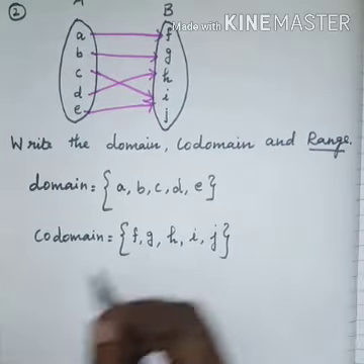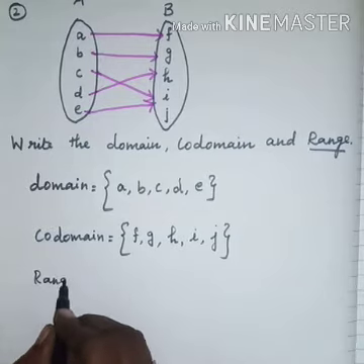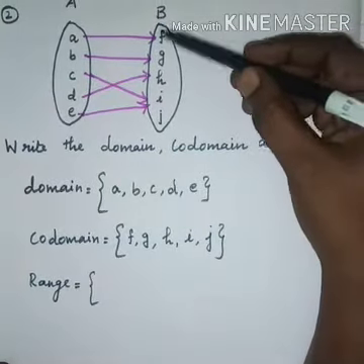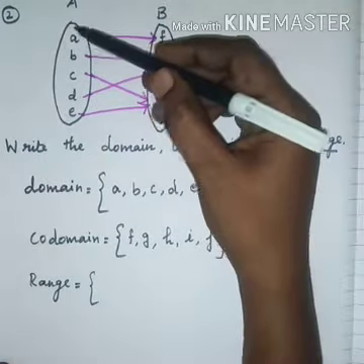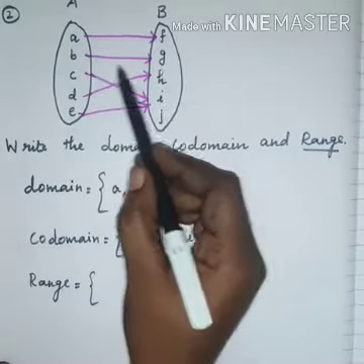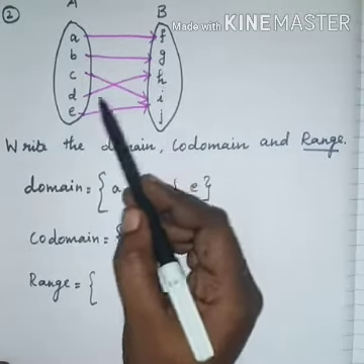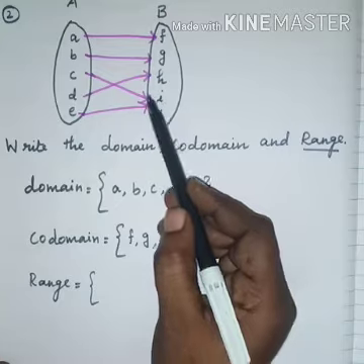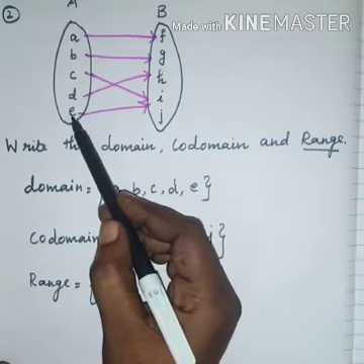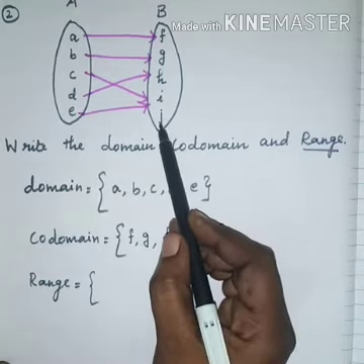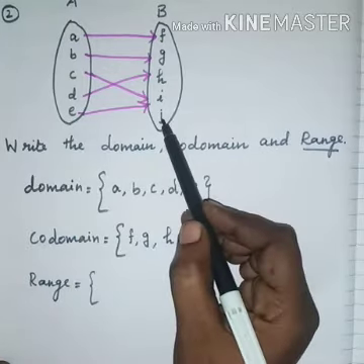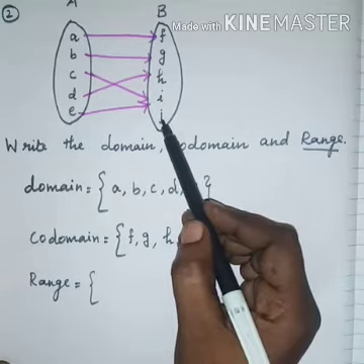Next we have to find the range. So finally, range is equal to, you know how to find the range. The elements of B which are in relation with A is called the range. So here F has the pre-image A, G has the pre-image B, H has the pre-image D, I has the pre-image C, and also I has the pre-image E. So here J has no pre-images in A. So J will not be the member of the set range.